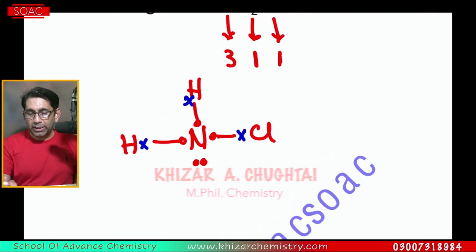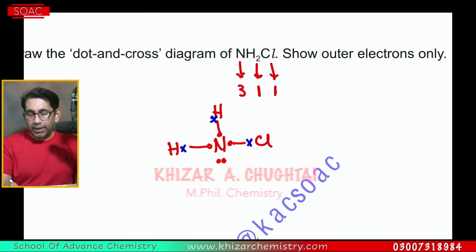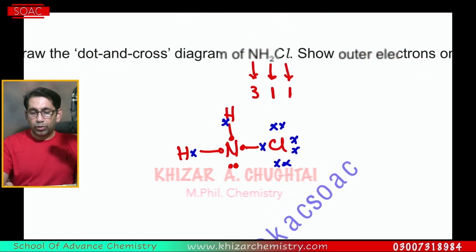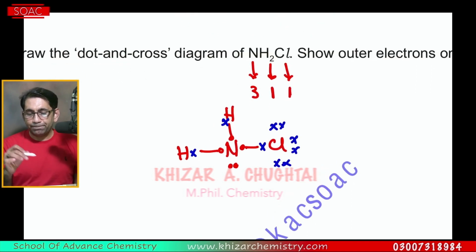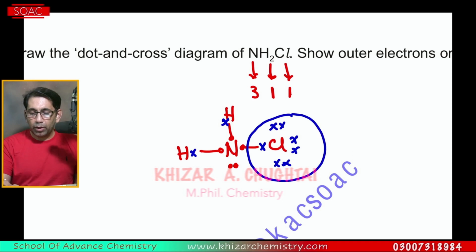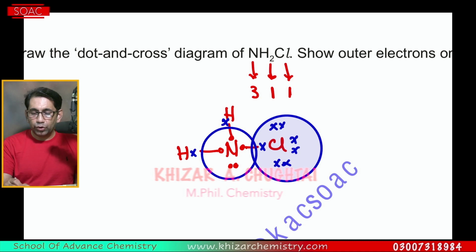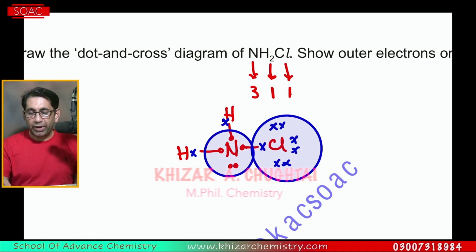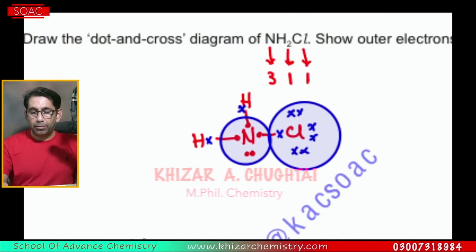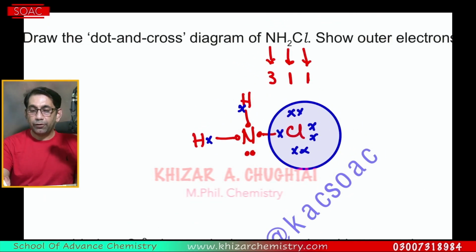And now come towards the Cl. Cl has used 1 electron. The rest of the electrons are in the form of pairs. Now the last portion, I'm checking the octet rule except for hydrogen. Yes, there are overall 8 electrons surrounding the chlorine. It's true. 8 electrons surrounding this nitrogen. It's true. This is the perfect dot and cross diagram. I'm going to erase the bonds.